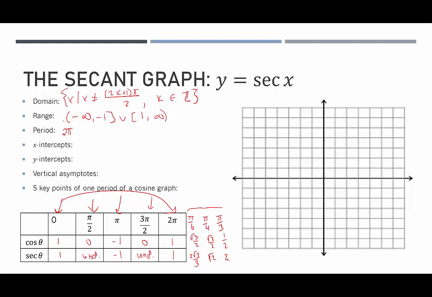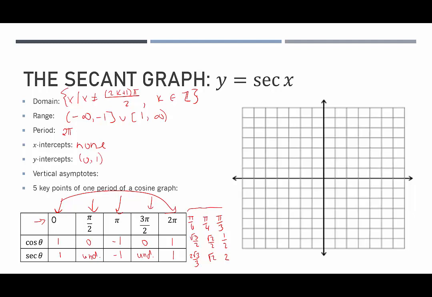The x-intercepts, so we're not going to find any x-intercepts because nothing ever goes in between negative 1 and 1. So we would say none. The y-intercept, is there a y-intercept? Yeah, because we can plug in 0 for theta, and we're going to have a y-intercept at 0, 1.